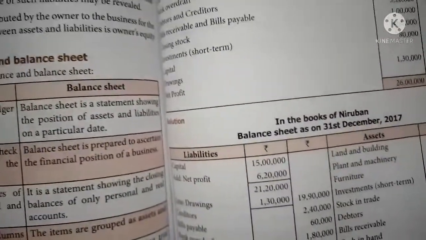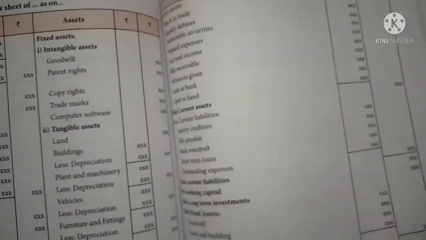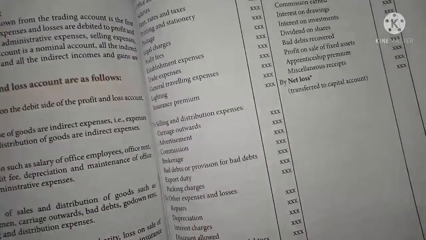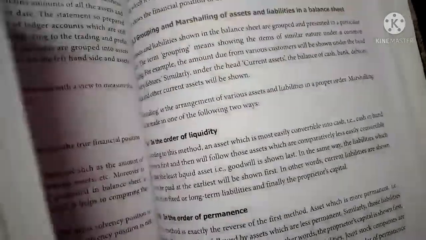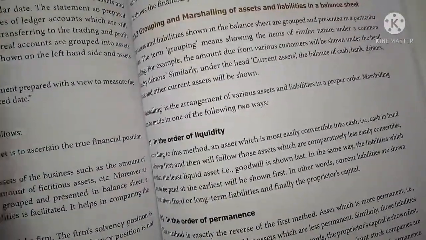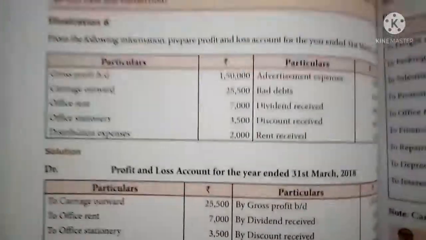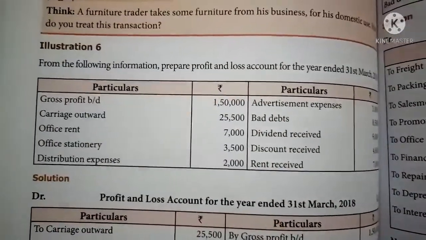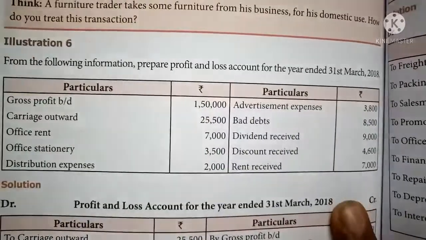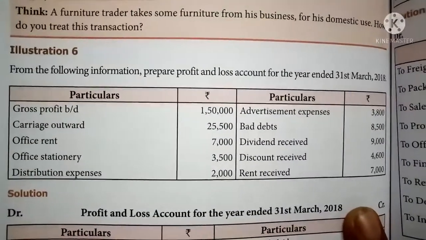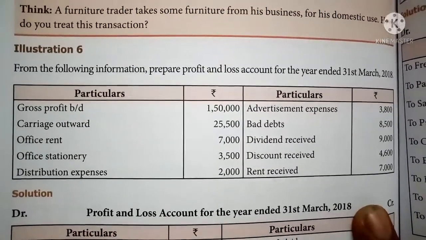In the textbook, first we discuss some example sums to prepare the profit and loss account. Let us see example 6 in your textbook. In this example, they are asking to prepare the profit and loss account from the following information.